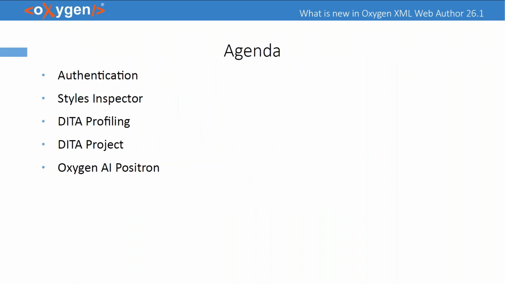Okay, and the agenda. First, we'll start talking about a newly added security feature, application authentication. What are the implications? What are the benefits? What's changing in user interaction with the application? Further, you will see the styles inspector that can be used when building frameworks. This allows you to inspect the styles of each element. Then I'll talk about DITA profiling and DITA project support. DITA profiling allows you to profile your content for multiple publications. And the DITA project allows you to better organize big projects that have many DITA map and DITAVAL files. At the end, I'll show you Oxygen AI Positron, a solution that enhances technical writers with the AI right from the editor.